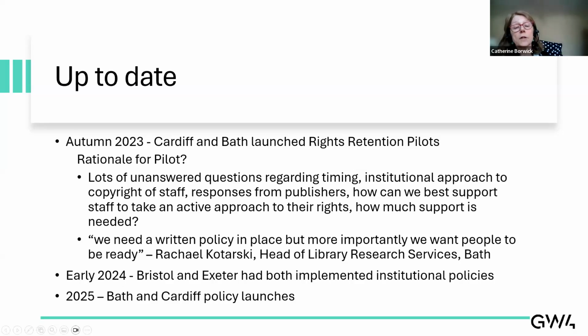Also, getting a feel for responses from publishers and how they were being dealt with. How can we best support staff to take an active approach to their rights, and how much support is needed? So all those questions were still there for us at Bath. So we needed to have a bit of time to run a pilot, investigate those issues, and then see how pilot participants experienced rights retention and any issues that came up. So we did need a policy, but more importantly, we wanted people to be ready for that.